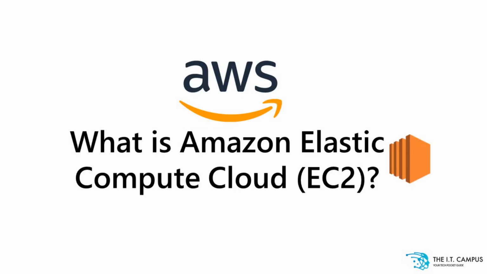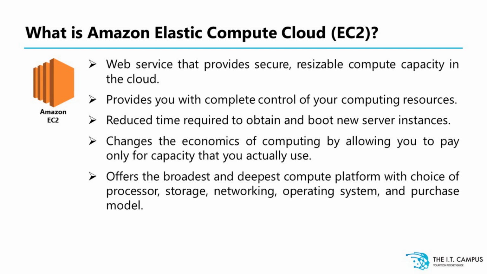Let's understand what Amazon Elastic Compute Cloud EC2 is. Amazon Elastic Compute Cloud is a web service that provides secure, reliable compute capacity in the cloud. It is designed to make web-scale cloud computing easier for developers. It is a simple web service interface that allows you to obtain and configure capacity with minimal friction, and provides you with complete control of your computing resources and lets you run on Amazon's proven computing environment. Amazon EC2 reduces the time required to obtain and boot new server instances, which helps you to quickly scale capacity as your computing requirements change.